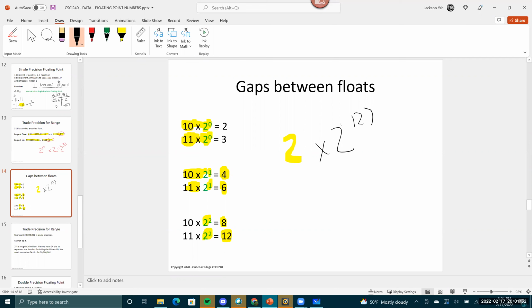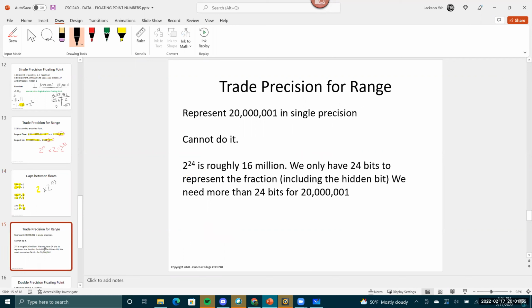All right. So if that is the case, what happens when I want to represent a number like 20,000,001? You find that you can't represent 20,000,001 in single precision because you don't have enough bits to do it, because your fraction is only 23 bits, but once you factor in the hidden one, essentially it's 2 to the 24, so it's roughly 16 million. Any number larger than 16 million, you have to represent by increasing the exponent, right? Times 2 to the whatever.